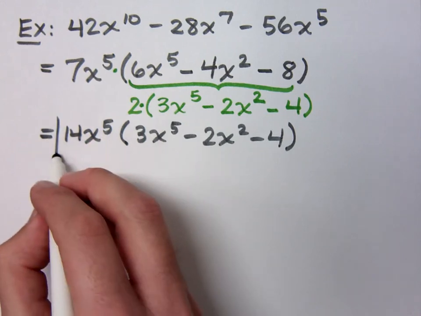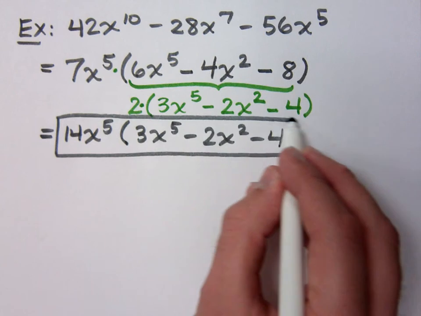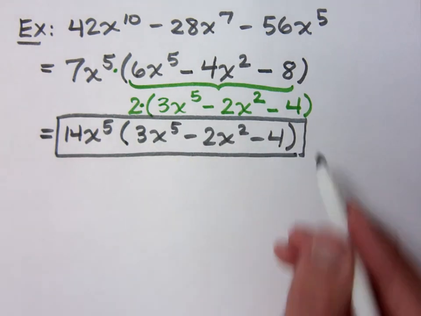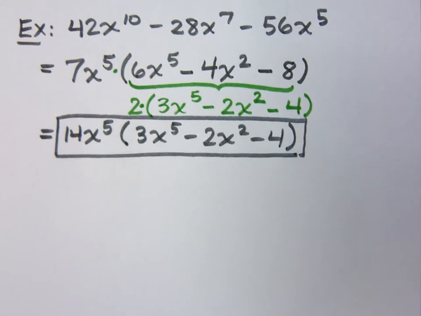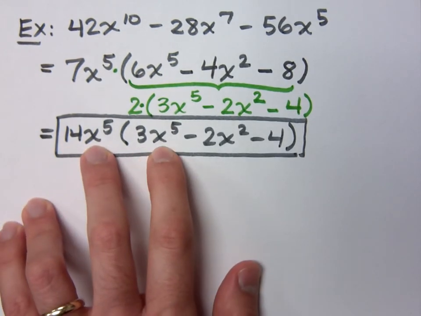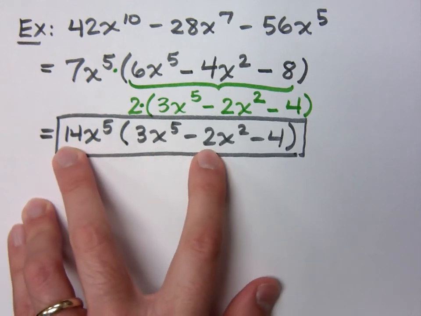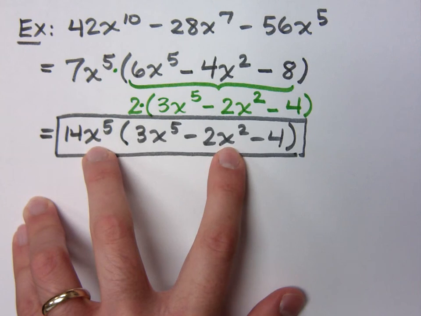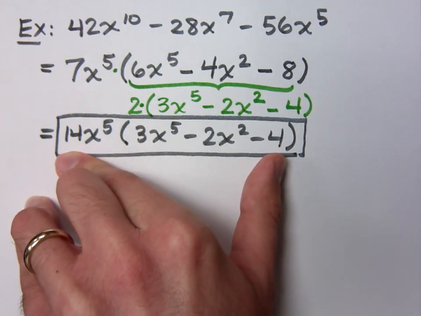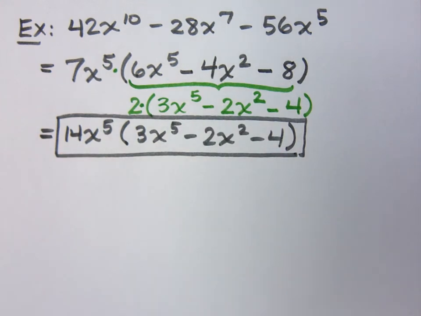How do I know that this is the right answer? Well, I can't go any further with this, and I should also be able to multiply it back out to get my original. 14 times 3 is 42, x to the 10th. Then negative 28, x to the 7th. And then finally, you have negative 56x to the 5th. So everything checks back out. Questions about that?